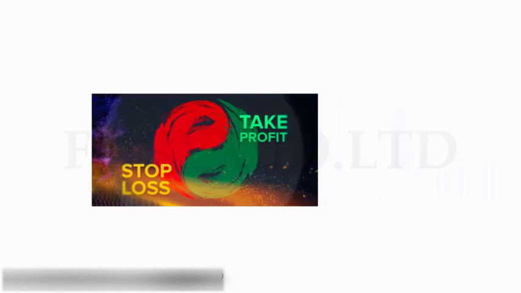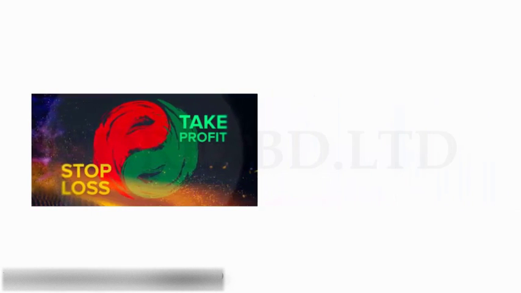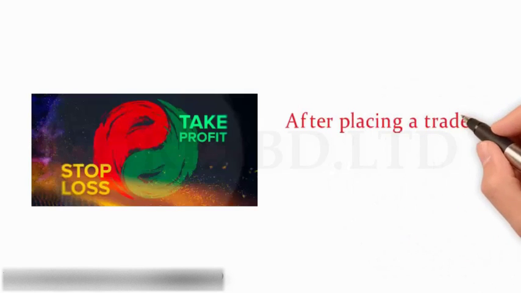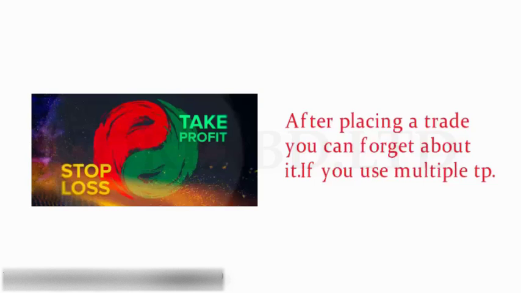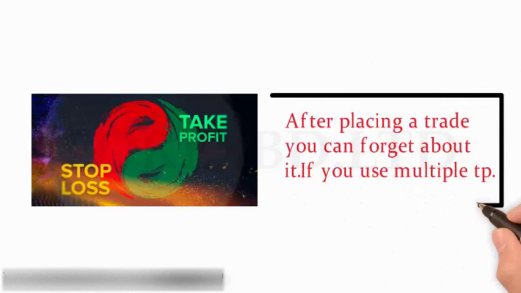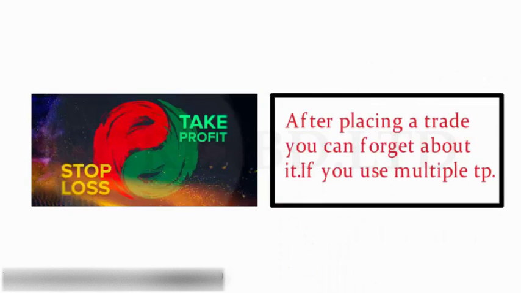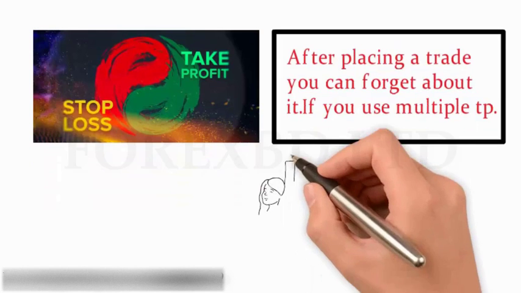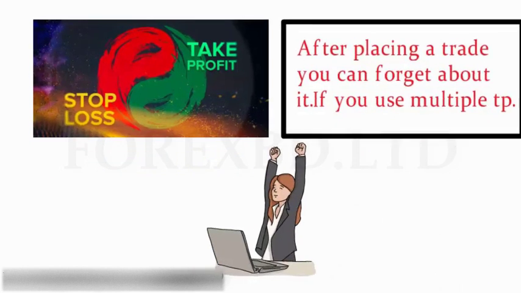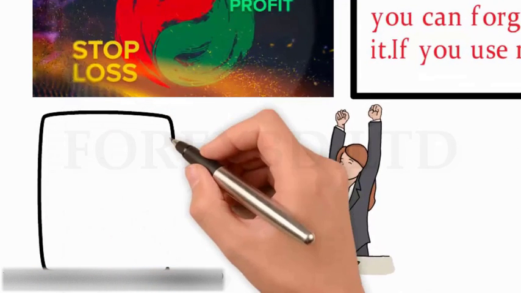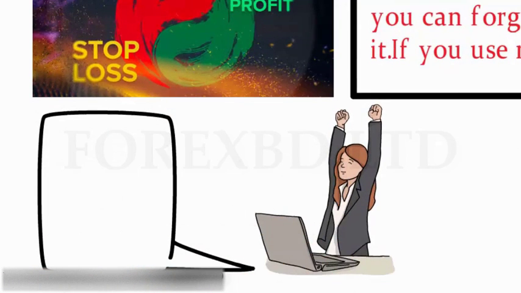Those who are using signals for trading basically want to know how to use multiple TP. The biggest advantage of multiple TP is that after placing a trade you can forget about it. For example, the FOREX BD paid signal group published a signal with 1 SL and 3 TP. That means when you do a trade, you have to place 3 trades at the same time, like TP1, TP2, TP3. The SL of those 3 trades should be the same, but the TPs are individual.